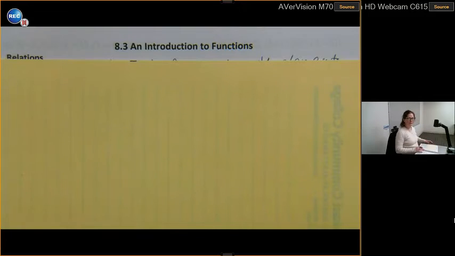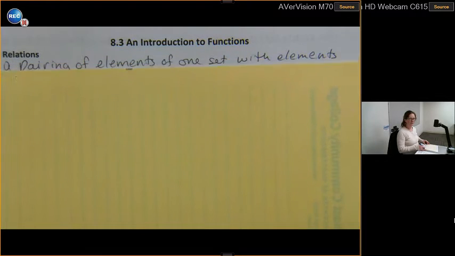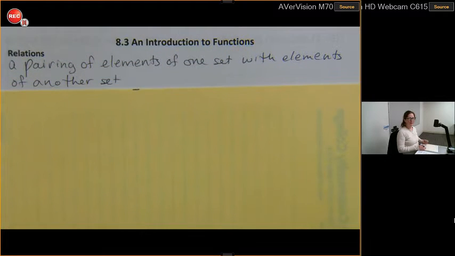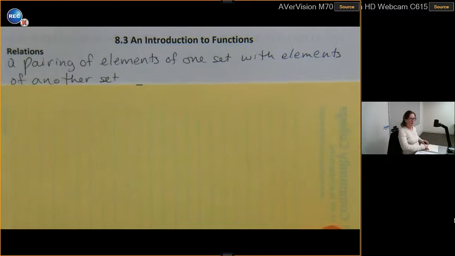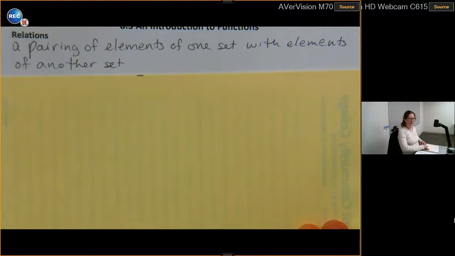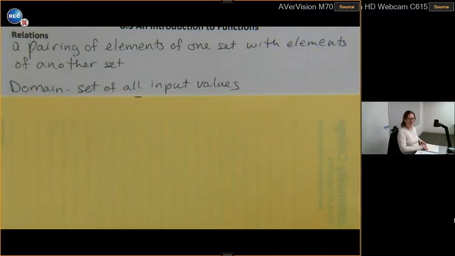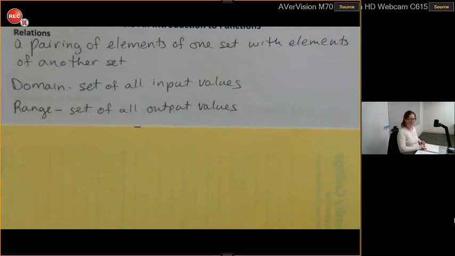Now we have section 8.3, an introduction to functions. We're going to start off by talking about relations. A relation in math is a pairing of elements of one set with elements of another set. When we have a relation, we have our two sets. One of them is called the domain, which is the set of all input values. The other is the range, which is the set of all output values.